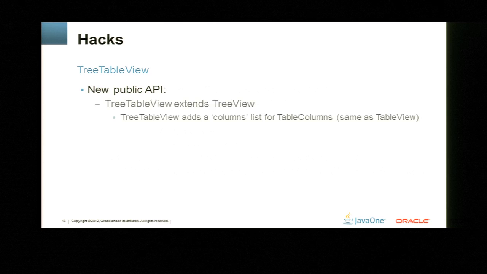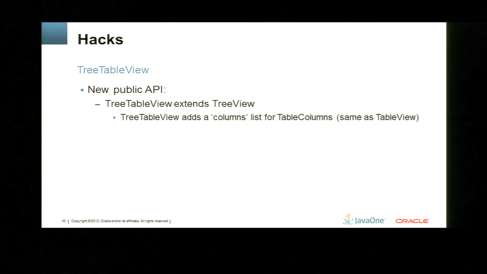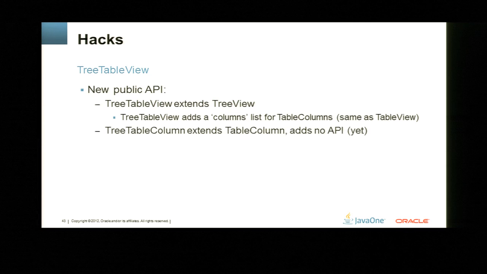And so what I've done at the moment is TreeTableView extends from TreeView. Don't complain, I'm going to cross it out in a second. All it does at the moment is add a columns list, just like TableView has got a columns list for you to put the columns into. So it's very, very similar. Tree table column extends from table column. It doesn't add any API. It's just there to kind of signify. It does modify the generic type slightly, but I won't get into that unless someone's got a question.